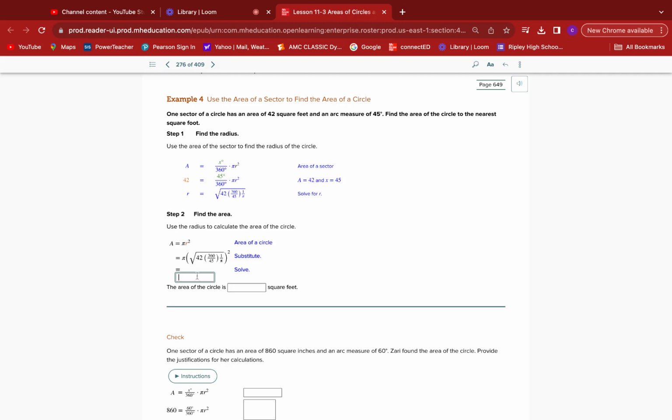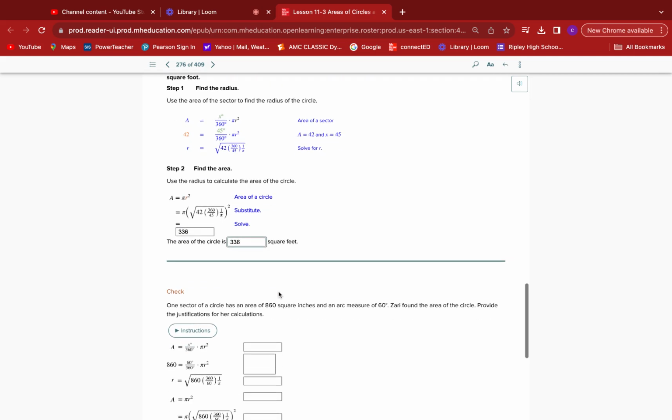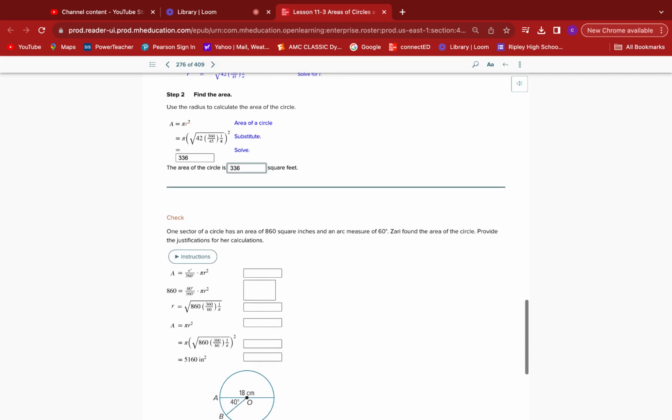Woo! Lord, I hope I did it right. I got 336. All right, the area of the circle is 336 square feet, if I typed everything in right. I hope that's right. All right, we got a check coming up, the last thing before our practice.